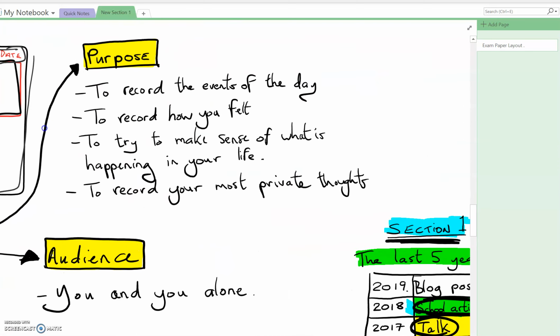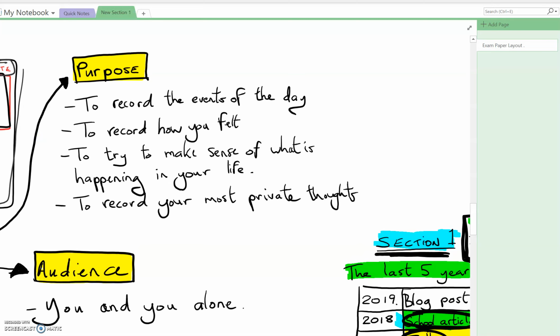What's the purpose of a diary entry? Okay, why would somebody keep a diary? Why are you writing this diary? You must always keep these questions at the forefront of your mind because they dictate how you write. So an examiner would want to see the basics.